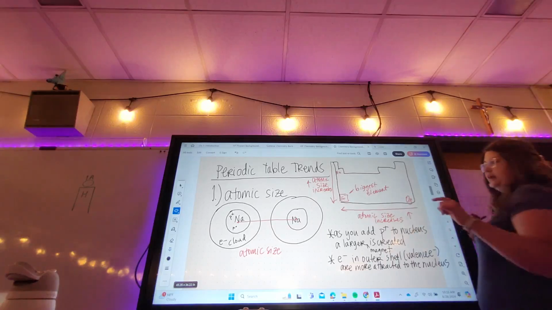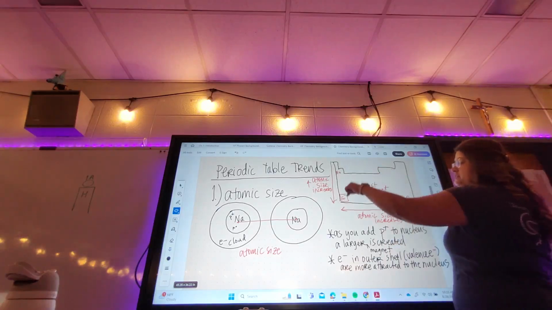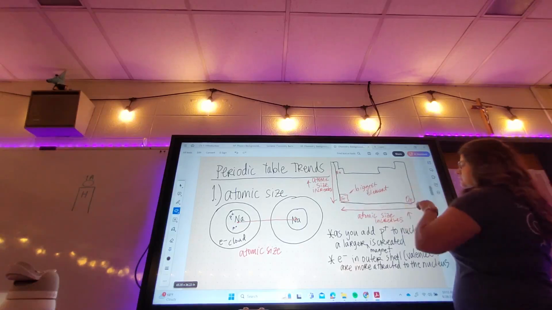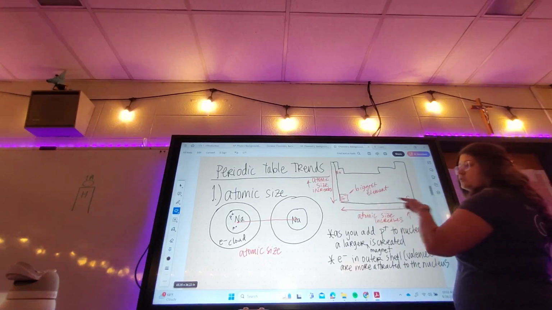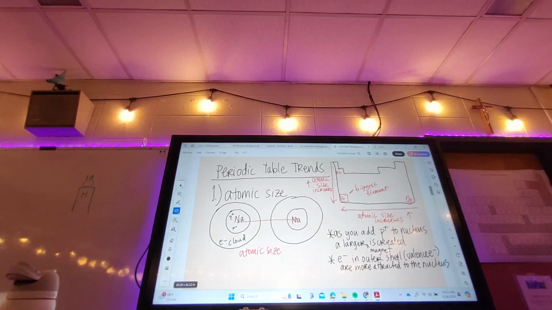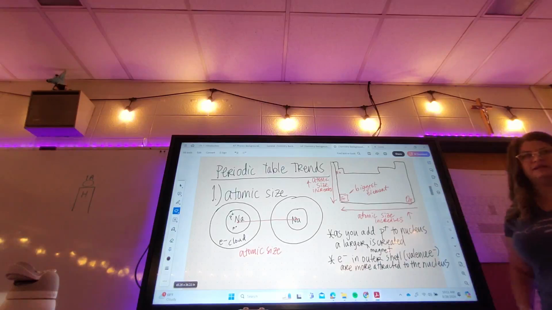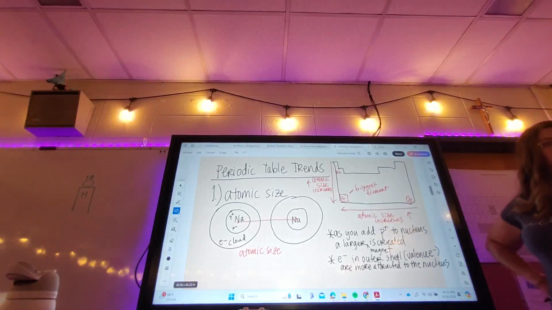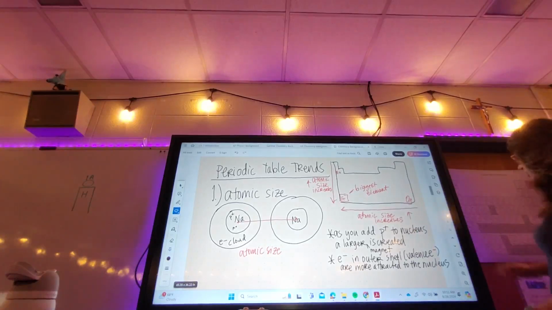So again, atoms increase in size going down a group, but, and this is the part, so this makes sense. Going from right to left, they also increase. That's the part that you have to remember because it doesn't make sense. It makes sense if you think about it chemically. It just doesn't make sense if you're looking at it numerically, I guess. All right, that's atomic size. Any questions about that? Okay, good.